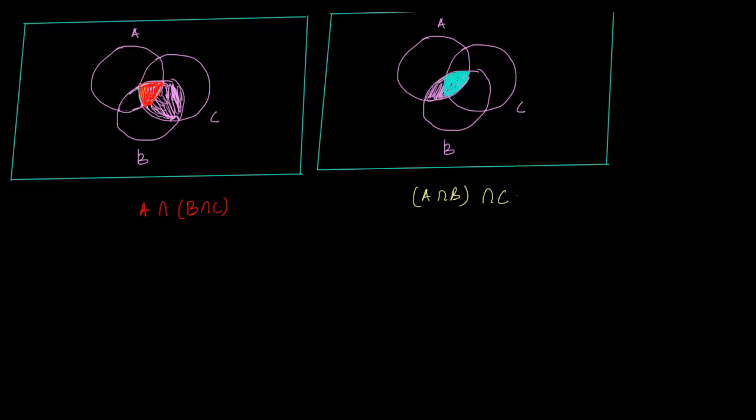Okay, now next let's come to the third one. What happens if I intersect the null set with A? I get nothing but the null set. Null set has nothing. What is common between nothing and something? Nothing, right? So it is phi.